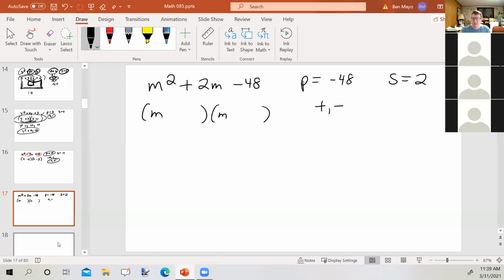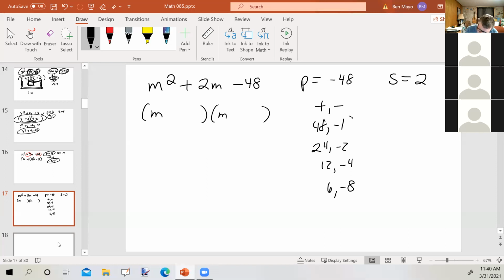But our sum, in this case, is a +2. So if you're going to add two numbers, one positive and one negative, and the result is going to be positive, that means that the positive number has to have a larger absolute value than the negative number. It's got to be more powerful. So my positive number has to be bigger. Well, let's see. So I could have 48 and -1, 24 and -2, 12 and -4, 6 and -8. What did I do?